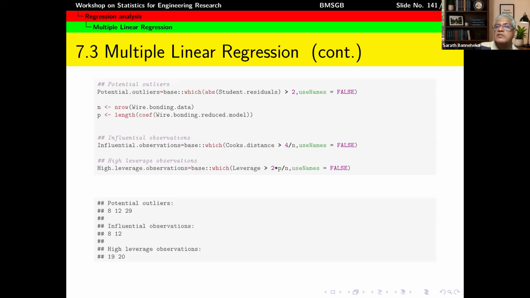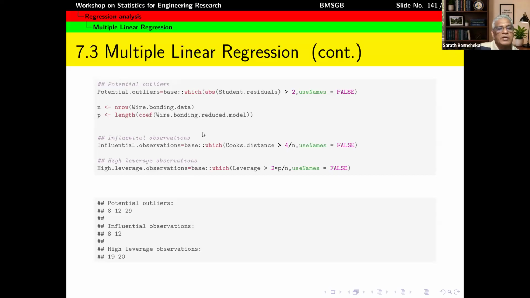How do we decide whether it is high or not? This is the usual criteria used, right? If a leverage value is greater than 2 times P over N, where P is the number of parameters in the model, the length of the coefficients in the fitted model, right? So that is how you define the P here. So if a leverage value is greater than 2P over N, that kind of values are considered as high leverage values. So I find out which observations have high leverage values, if there are any.